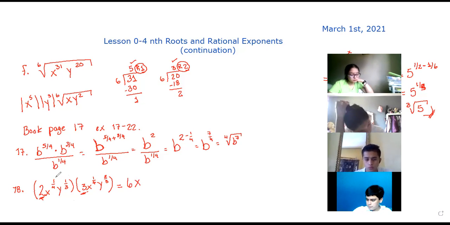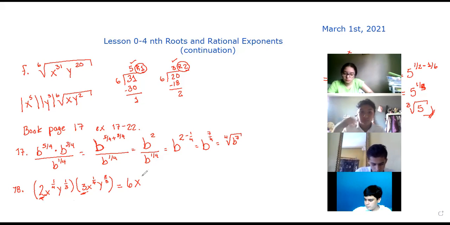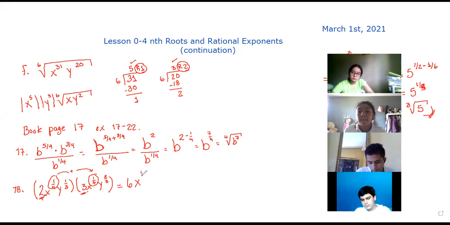X, how much is 1/4 plus 1/4? Calculators, 1/4 plus 1/4. You add them. Well, 1/2. And y, how much is 1/3 plus 2/3? 1. So it's 1, right?